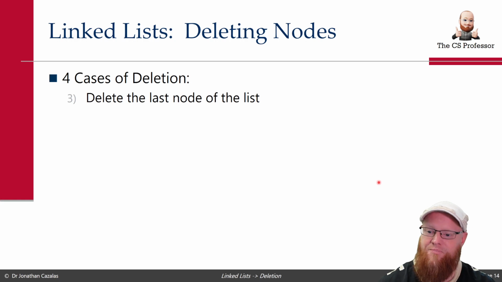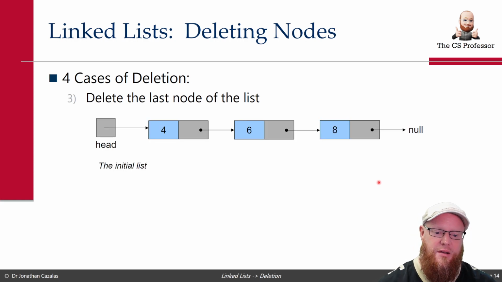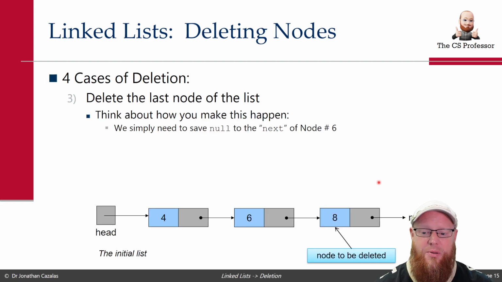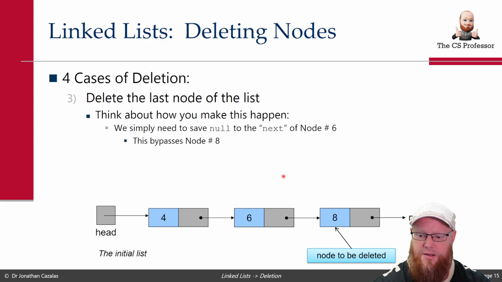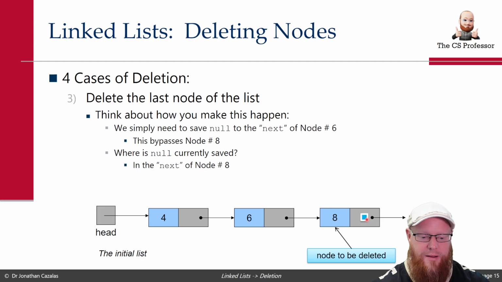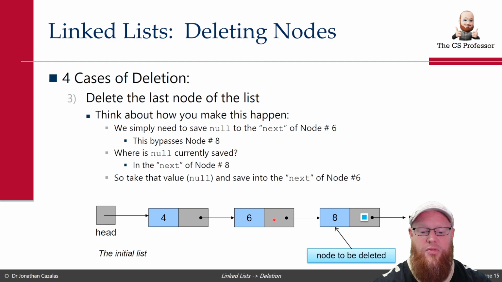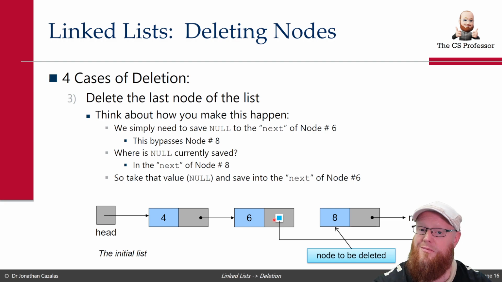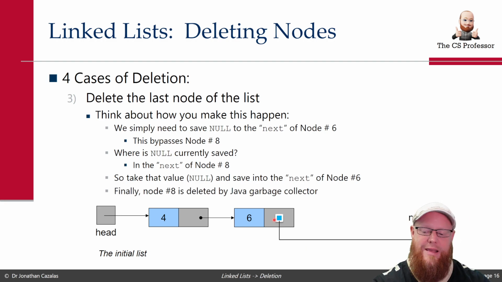6 is gone. Delete the last node of the list. What happens here? We want to delete that 8. Here's the resulting list. How do we make that happen? Once again, we need to save this null that's right here into the next of node 6, thereby allowing us to bypass node 8. So where is null currently saved? Well, it's right here, in the next of node 8. We need to save it into the next of node 6. Make that happen. 6 will point directly to null. Java garbage collector, no mercy, 8 is gone.